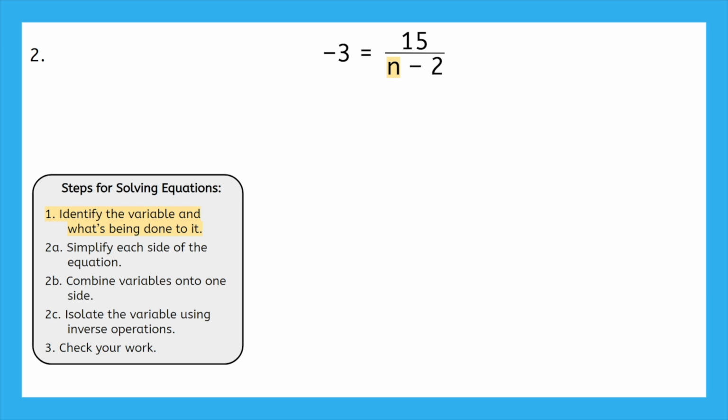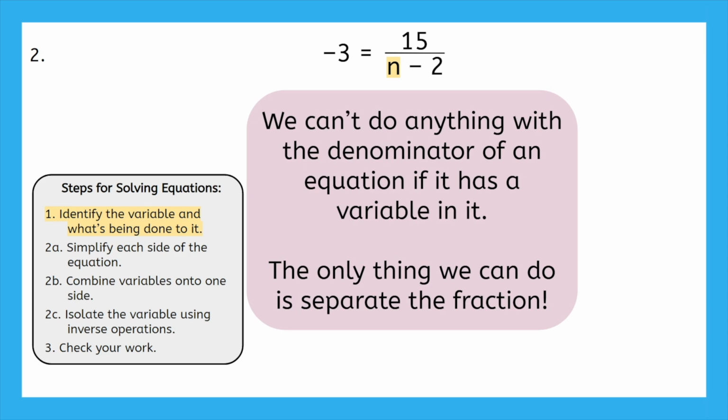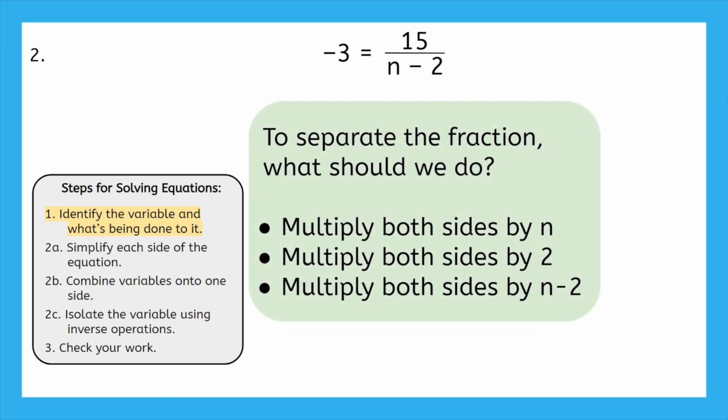However, that 2 is in the denominator of a fraction, and 15 is being divided by it, so we can't touch it yet. In fact, we can't do anything with the denominator of a fraction if it has a variable in it. The only thing we can do is separate the fraction. So let's do that. Currently, 15 is being divided by n minus 2. What's the inverse of division? Multiplication, right. To separate the fraction, what should we do?